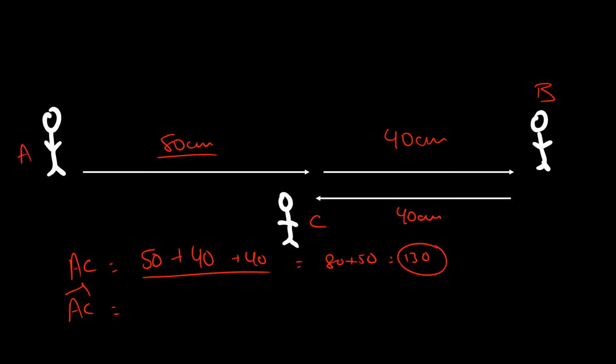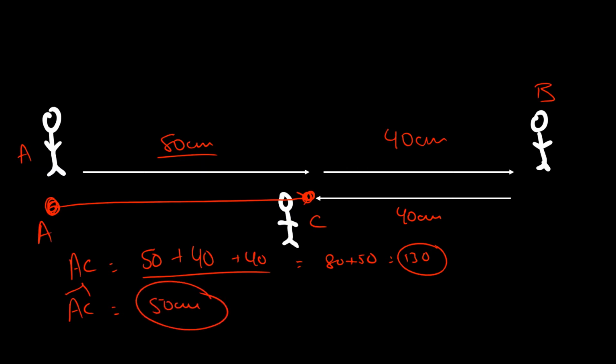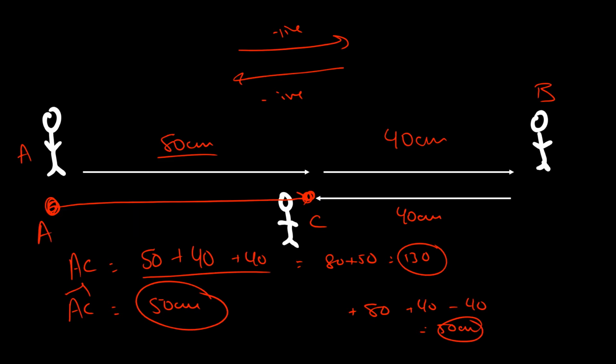So, what is the shortest distance? Here's A, here is C. So, which one is the shortest distance? Basically, this, right? And so, the displacement will be 50 centimeter. And that's it. Now, if you want to solve this mathematically, you could also do that. For example, taking this direction as positive and this direction as negative, I could say, well, he traveled plus 50, then positive 40, and then negative 40 because this is in the opposite direction. So that will also yield your answer as 50 centimeter. Well, that is going to be your displacement.